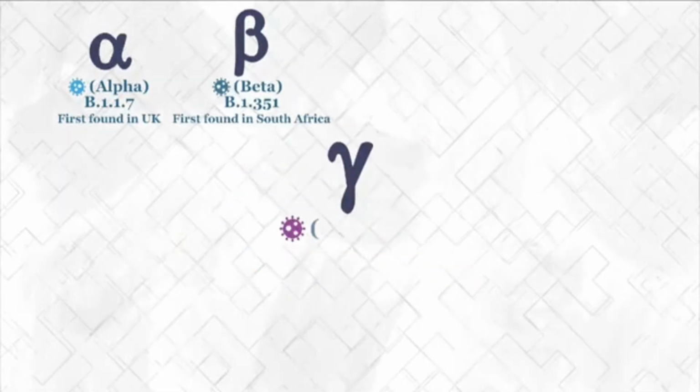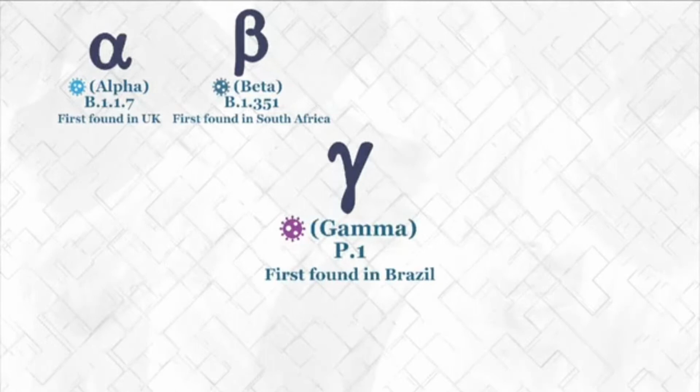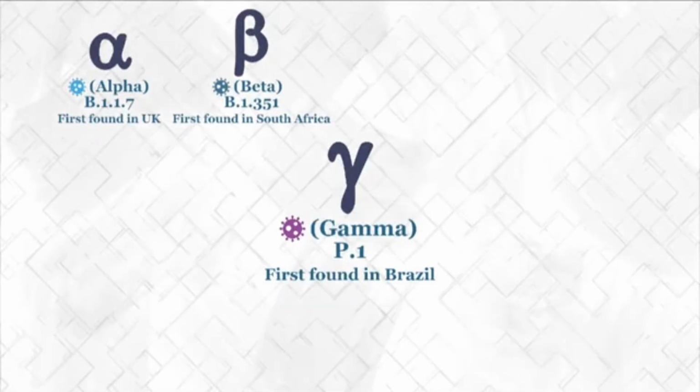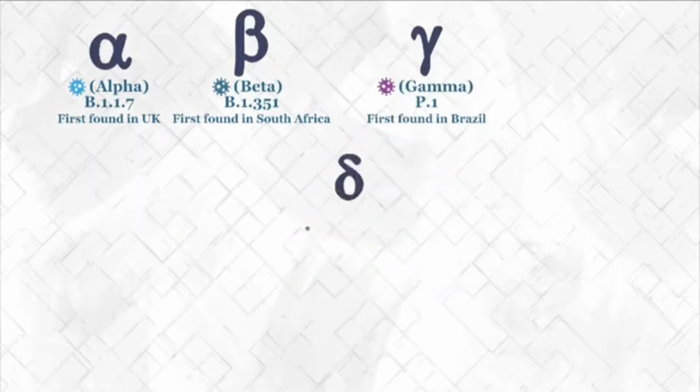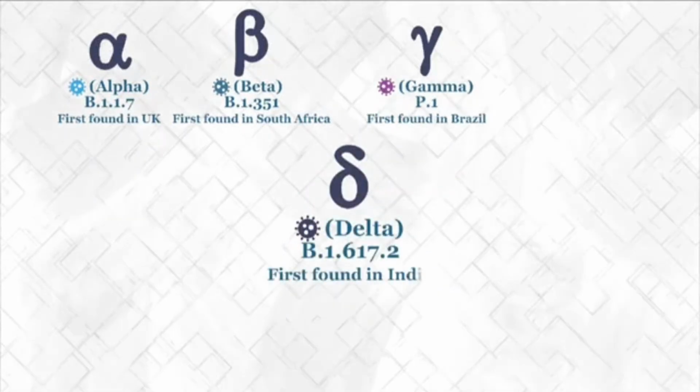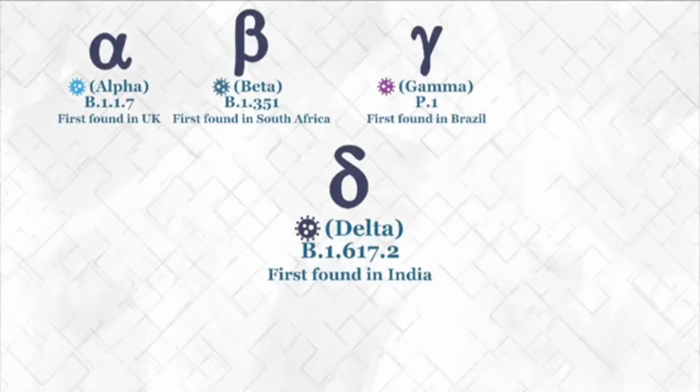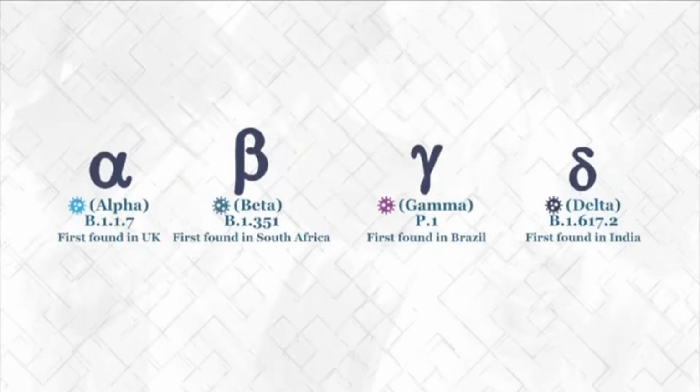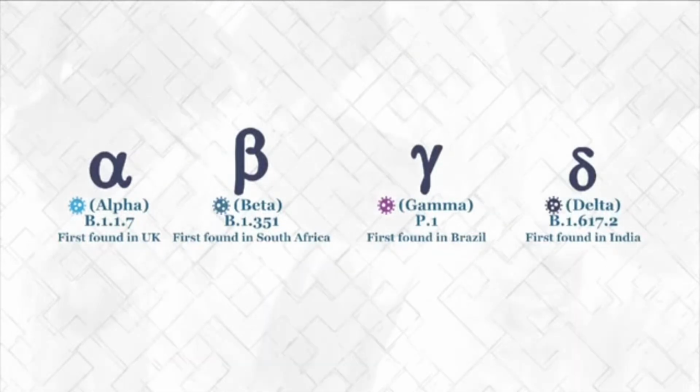The gamma or the P.1 variant is the variant that was originating from Brazil, and then we have the latest, the Delta variant or the B.1.617.2 variant, which is linked to India. So these are the 4 variants of concern that WHO is asking countries to monitor very carefully, because each of these variants of concern have unique characteristics linked to them.